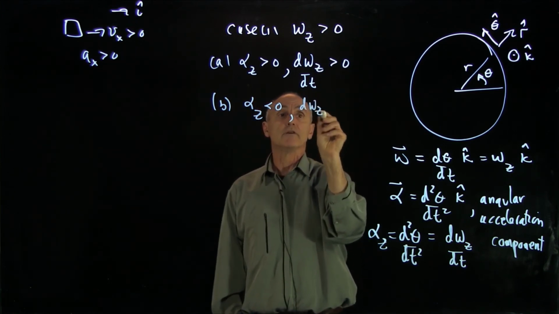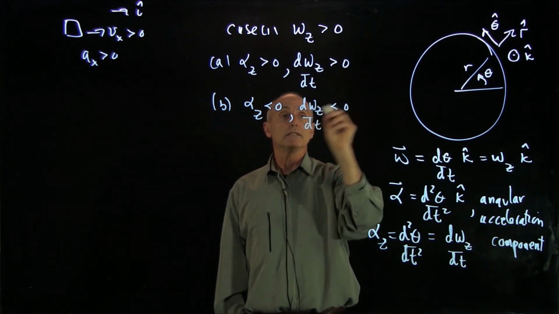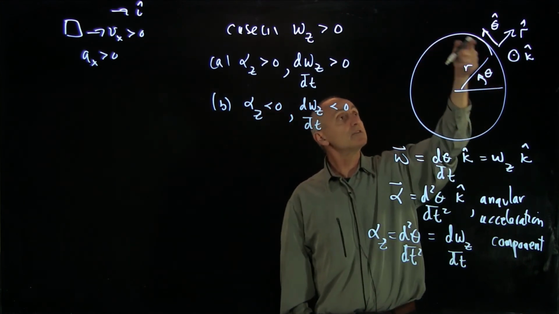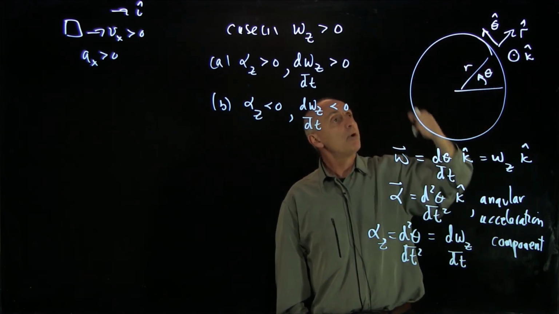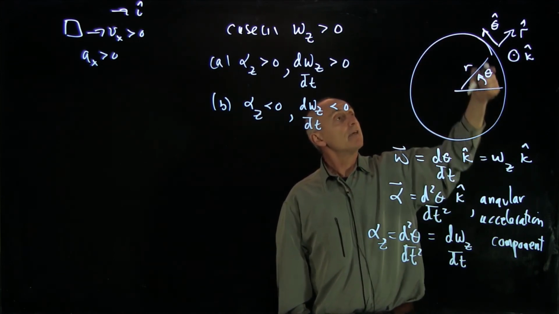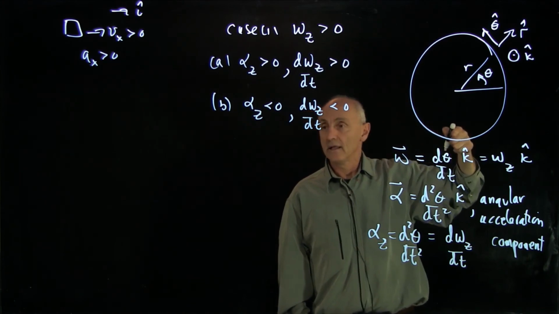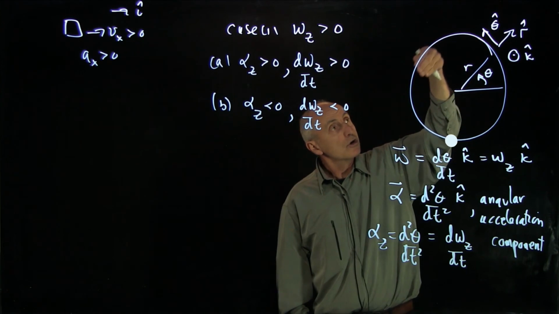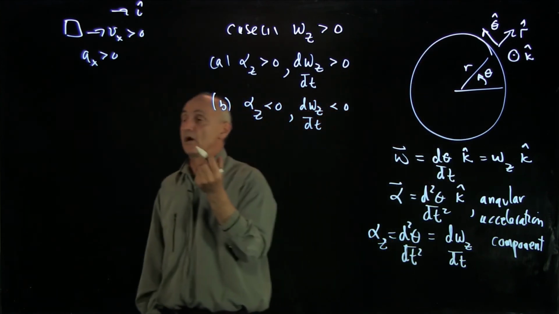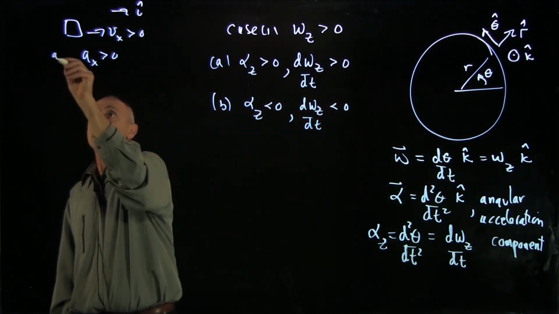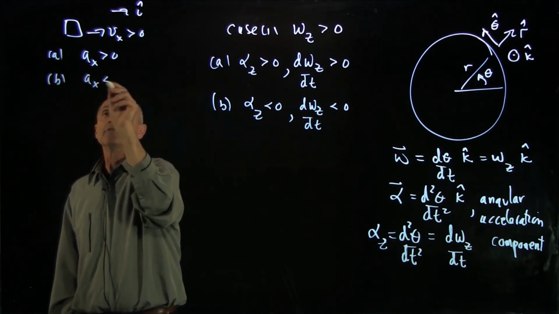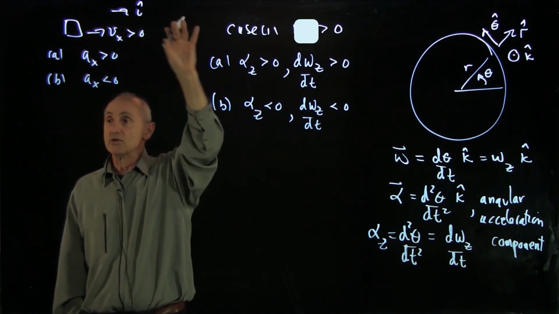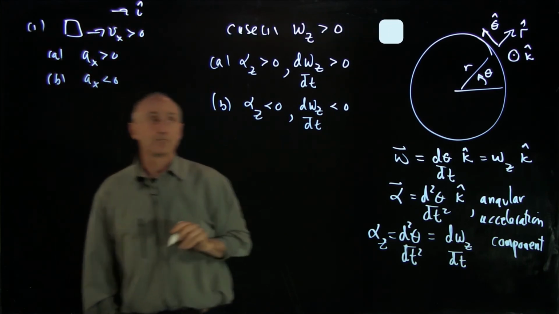Now let's look at the second example, when alpha z is less than 0. So now the derivative d omega z dt is negative. Remember, omega z is the z component of the angular velocity, and if that's slowing down, then with alpha z less than 0, the object is slowing down. So in our linear case, if we had ax less than 0, this is the classic example of braking. The object is moving in the x direction and slowing down.